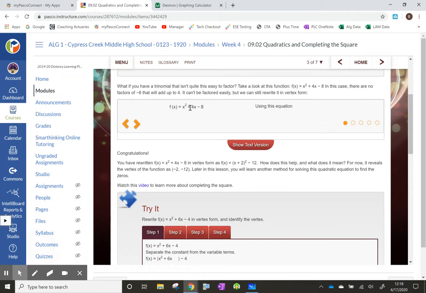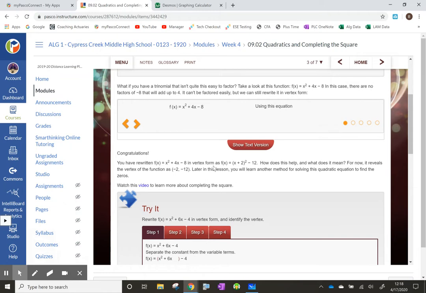So from this equation, it's showing us that this trinomial isn't quite that easy to factor. If you take a look at this trinomial, x squared plus 4x minus 8, there are no factors of negative 8 that would add up to 4. So it can't easily be factored, but we can still rewrite it into vertex form.